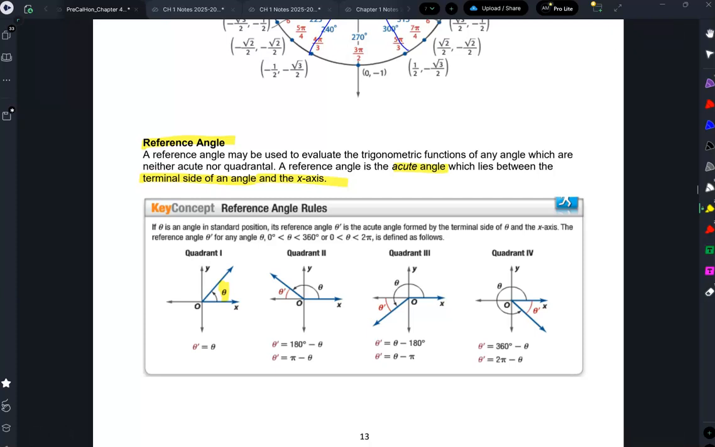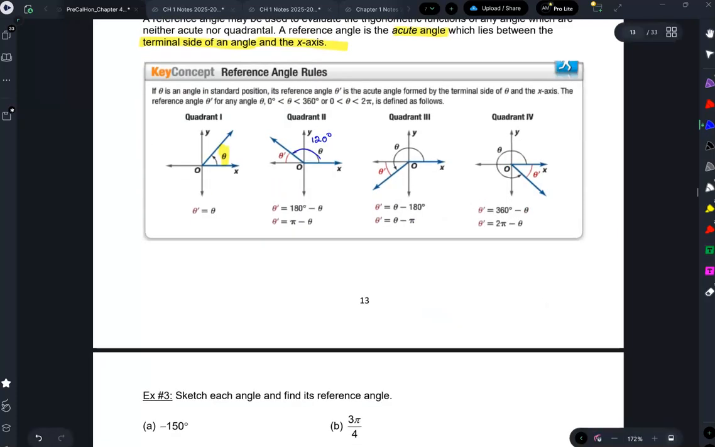Look at this one. Suppose your angle is 120 degrees. The reference angle is always the angle between the terminal side and the nearest x-axis. So the whole thing from here to here would have been 180. If this is 120, how much is that? 60. So that's 60 degrees. For the reference angle, we use theta prime, 60 degrees. It's just a notation. It's like an accent.